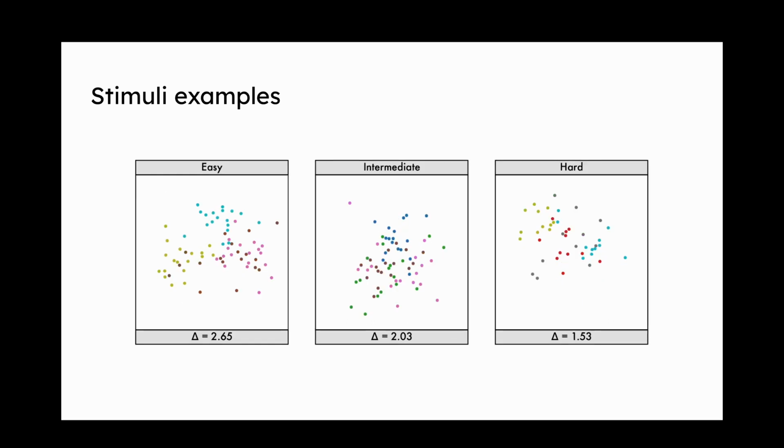Here are the examples showing how the scatterplots look with different hardness level. As we mentioned earlier, the hardness level delta is the distance between the two highest y means. So as the delta number is smaller, the test is considered harder.